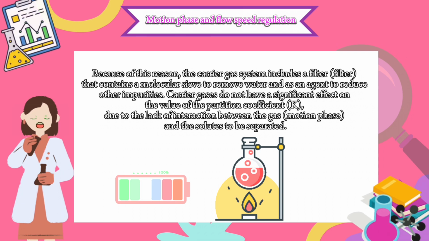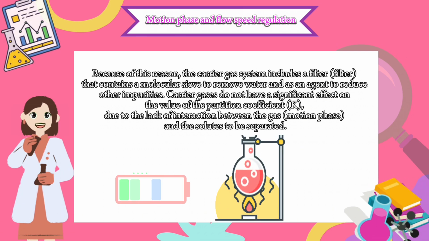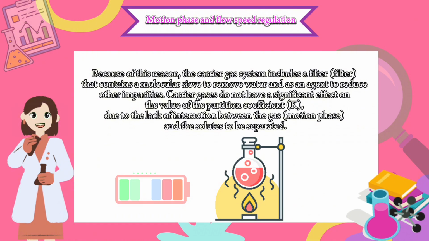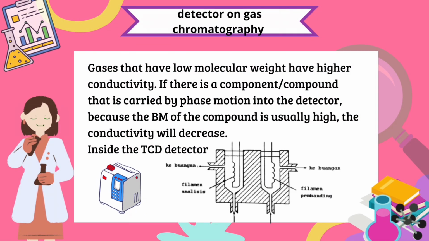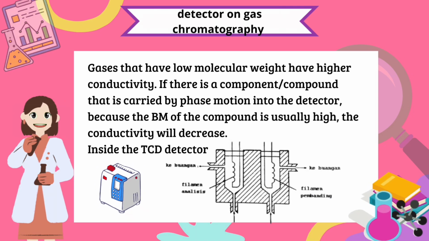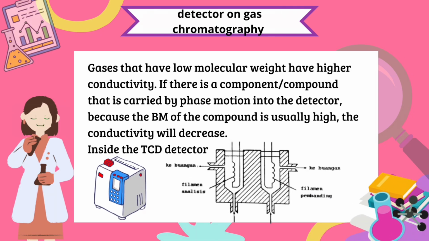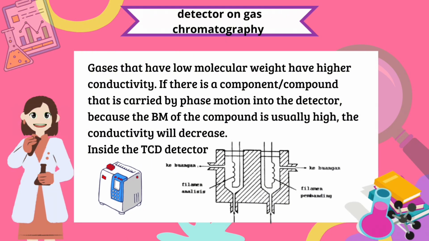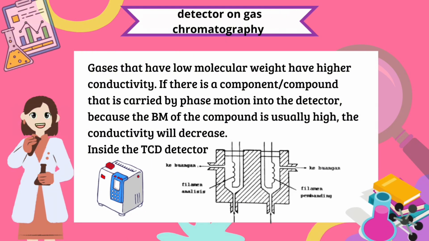Carrier gases do not have a significant effect on the value of the partition coefficient K due to the lack of interaction between the gas mobile phase and the solutes to be separated. Gases that have low molecular weight have higher thermal conductivity. If a compound is carried by the mobile phase into the detector, because the molecular weight of the compound is usually high, the conductivity will decrease inside the TCD detector.